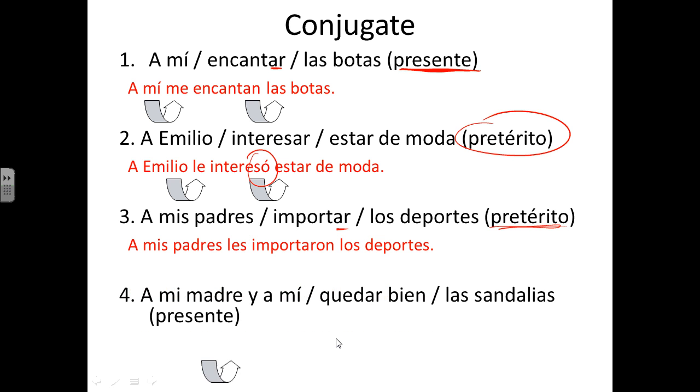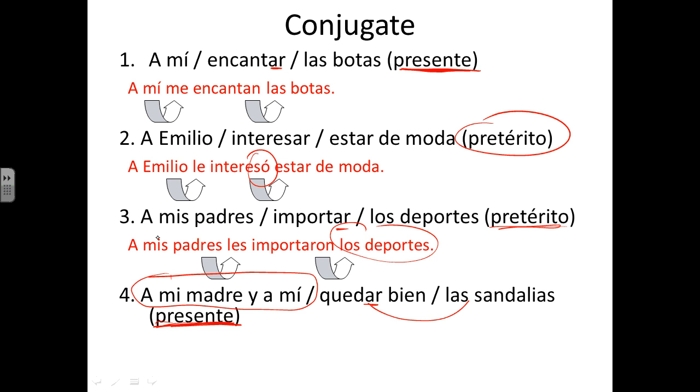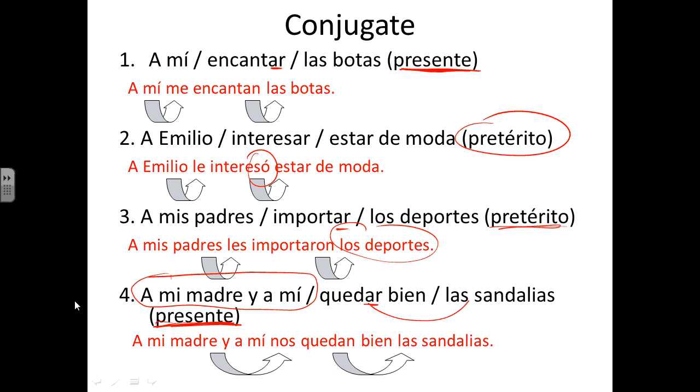Okay, a mis padres goes with les. Okay, the me, te, le, nos, os, les. And then importaron goes with deportes because deportes is plural. Last one says it's present tense. So it either has to be queda or quedan depending on what we're talking about here. And then the first part we have to figure out if it's me, te, le, nos, os, les. So a mi madre y a mí goes with nos, quedan goes with las sandalias.